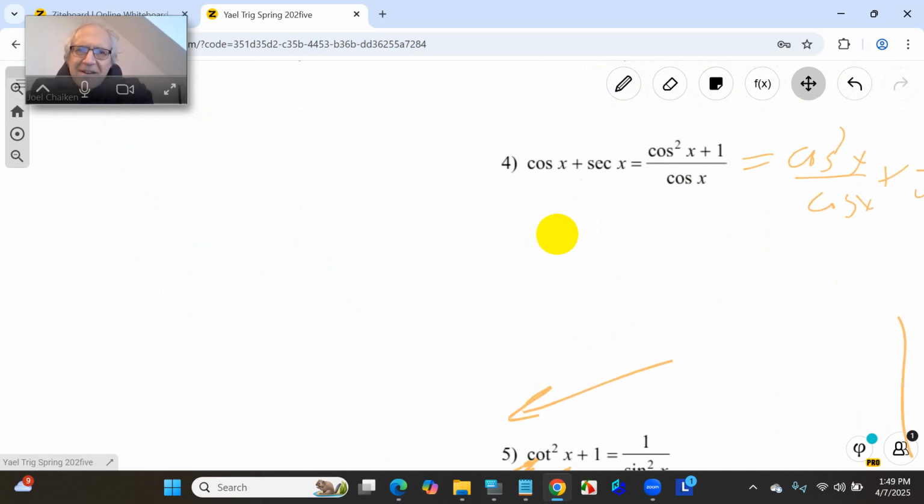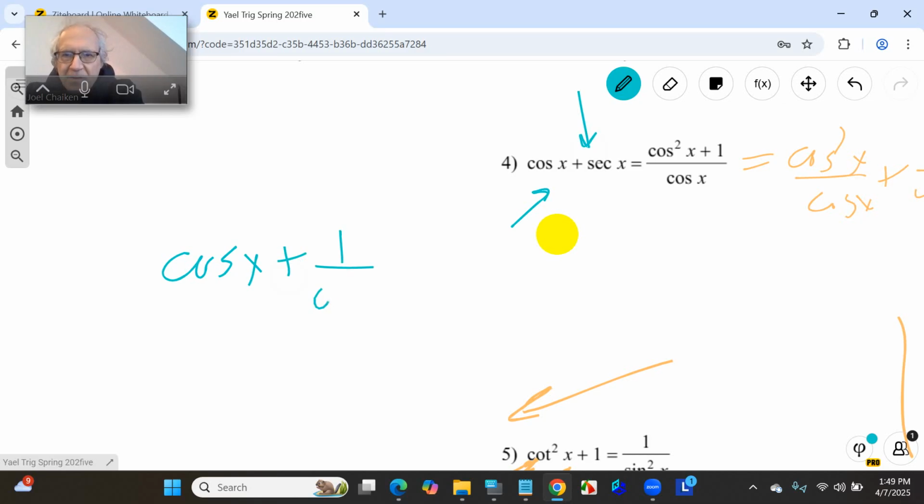Cosine. Okay, how about this one? So this is cosine of x. We're going to work on this side, although it's probably better to work on the other side, but let's just do it this way. By the way, there's more than one way to do these things. Cosine of x plus, now secant is 1 over the cosine of x.